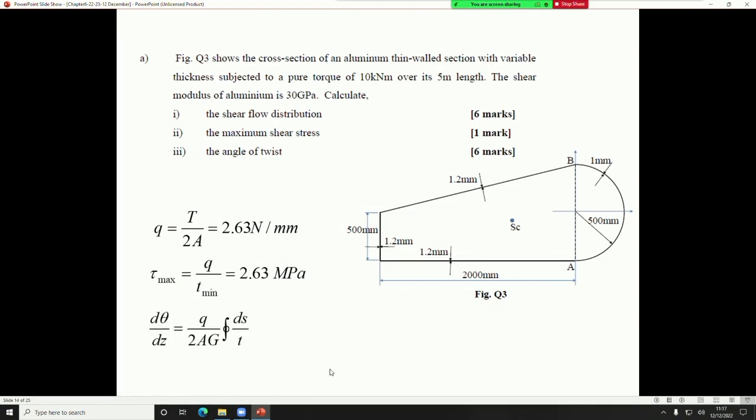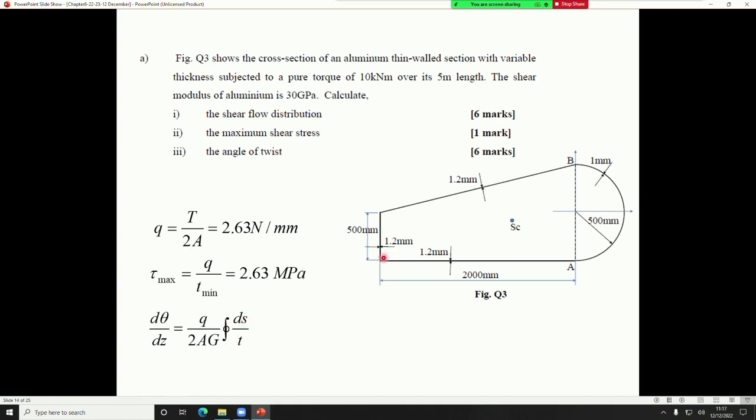So this is, for a single cell, I'm allowed to have Q outside of the equation. It's made of the same material, so G can be taken out. I can either use Q over 2A or T over 4A squared, your choice. They both give you the same answer. And loop integral of ds over t.